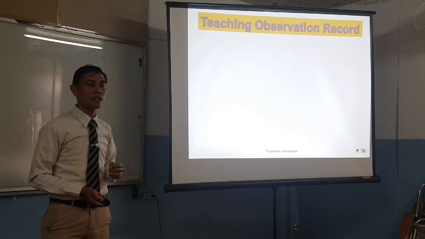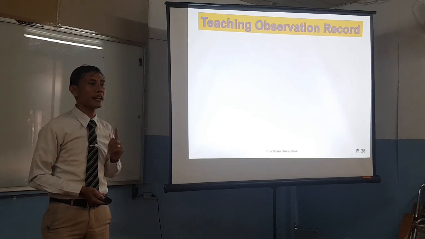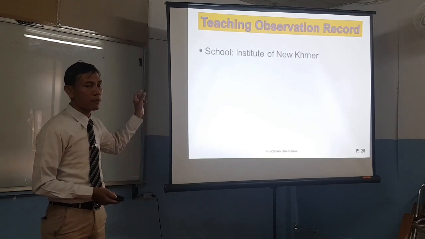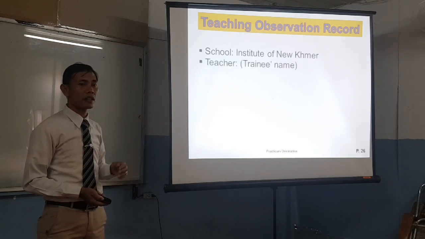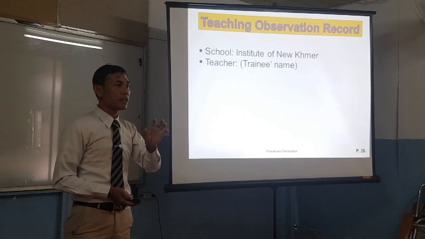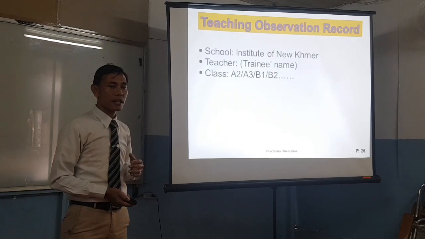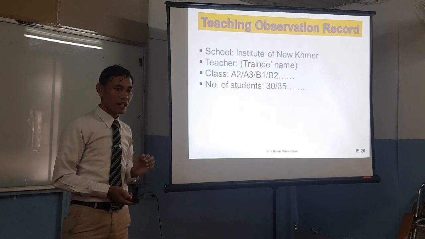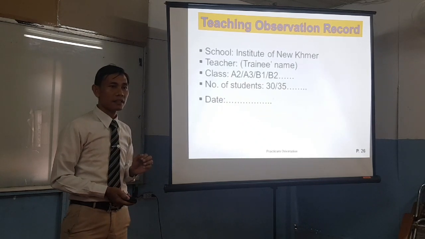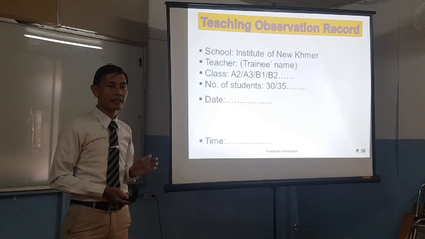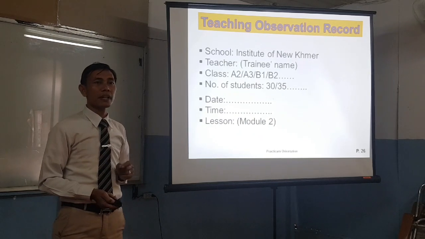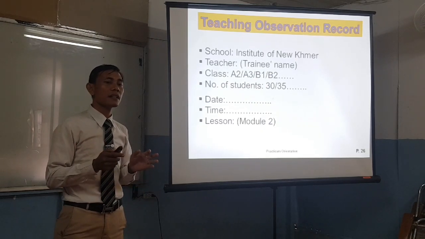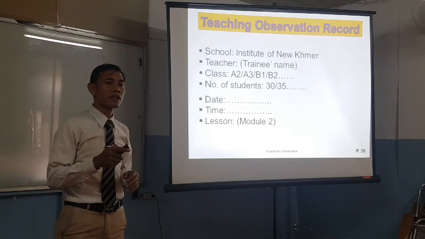And then we go to the teaching observation record. This is an important one for your teaching practicum. Yeah, you have to complete the school name, right? Like here, Institute of New Khmer, on the top. And then your name, meaning the teacher name, the trainee name, okay? It's easy. Class, the class that you teach: A2, A3, B2, C4, all right? Number of students in your class. Date, the date that you teach your students, okay. Time, lesson or module that you teach for your turn, all right? For example, you teach unit 7, unit 6, so you write the units on the top of your teaching observation record. Okay.